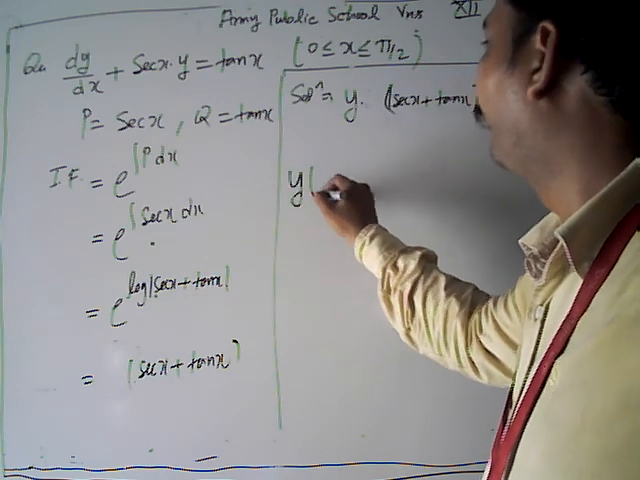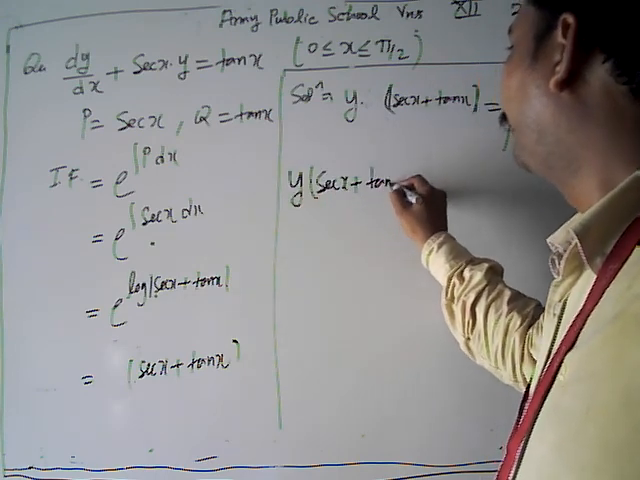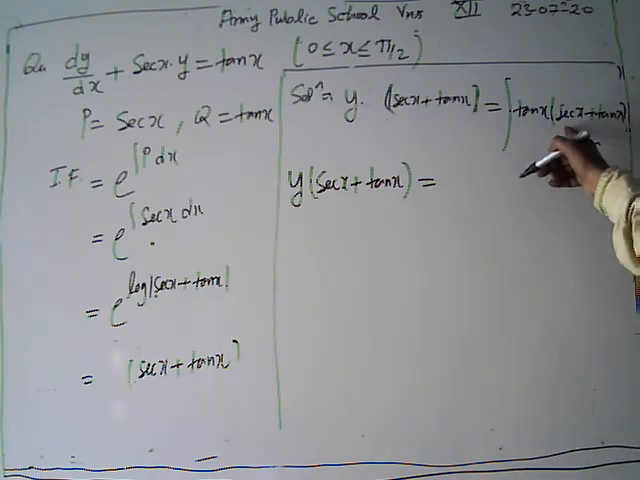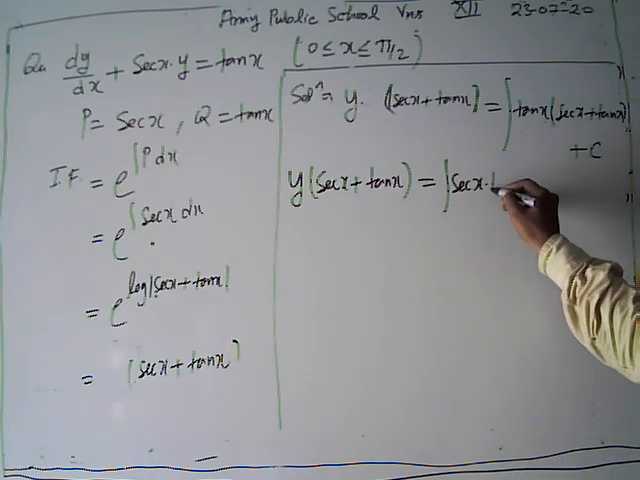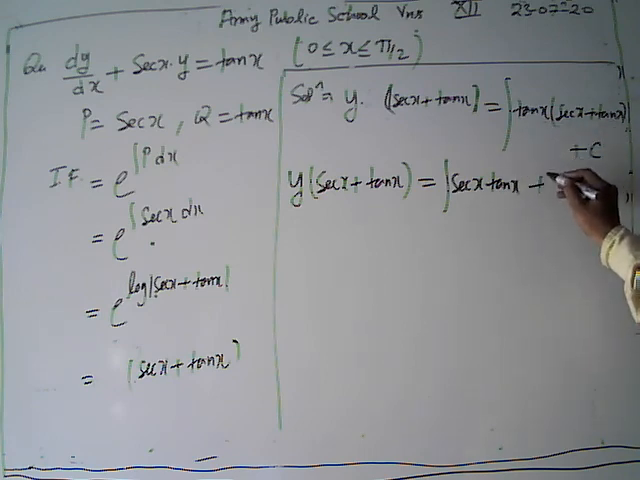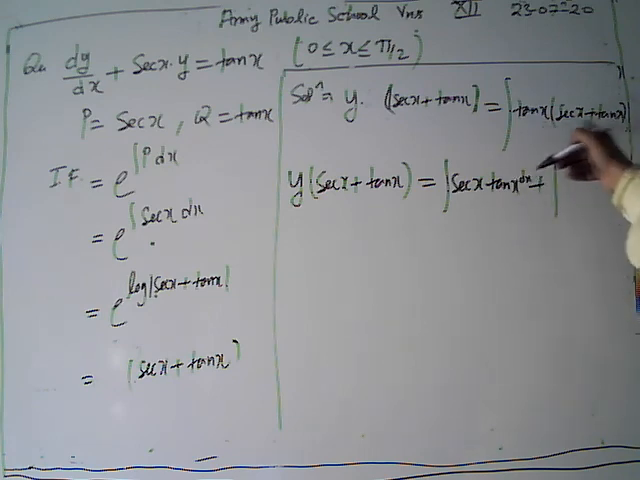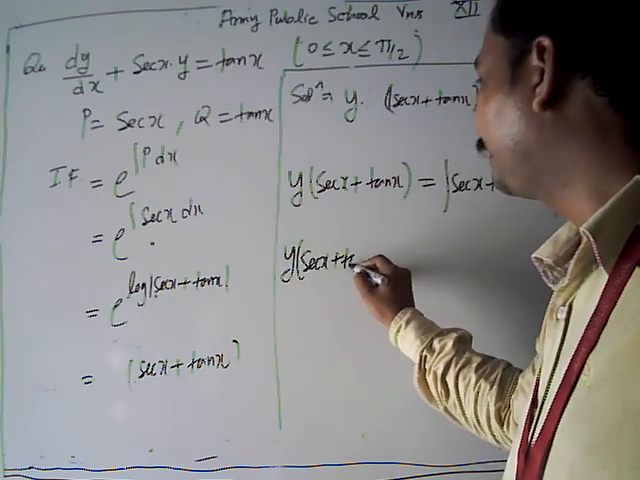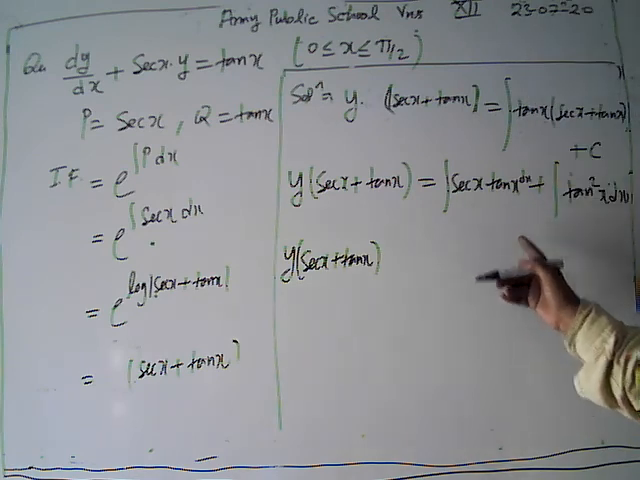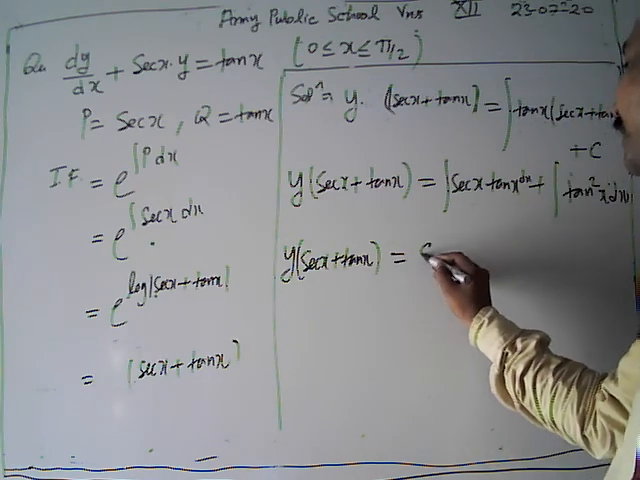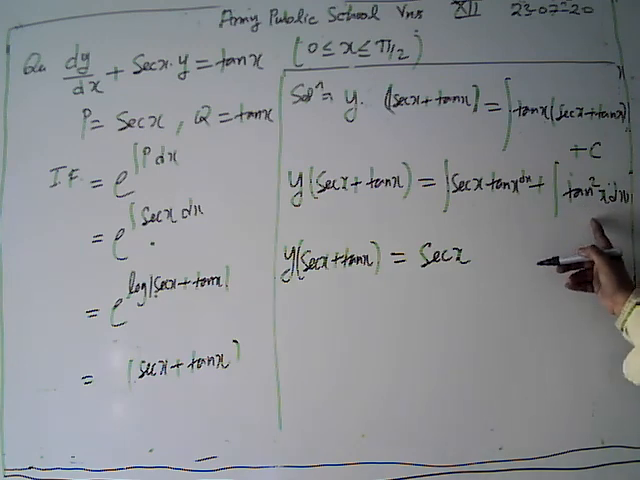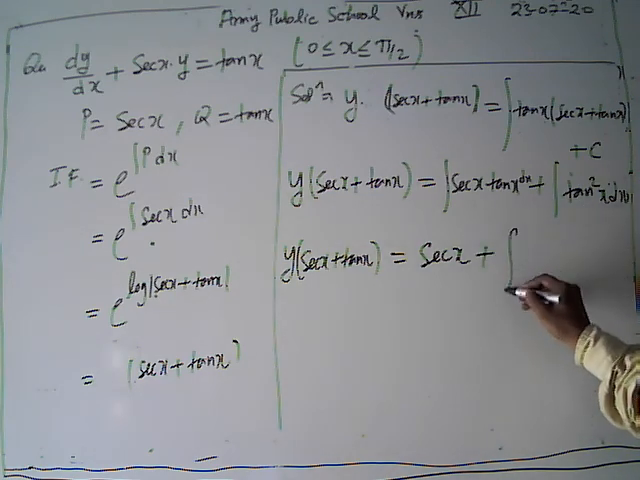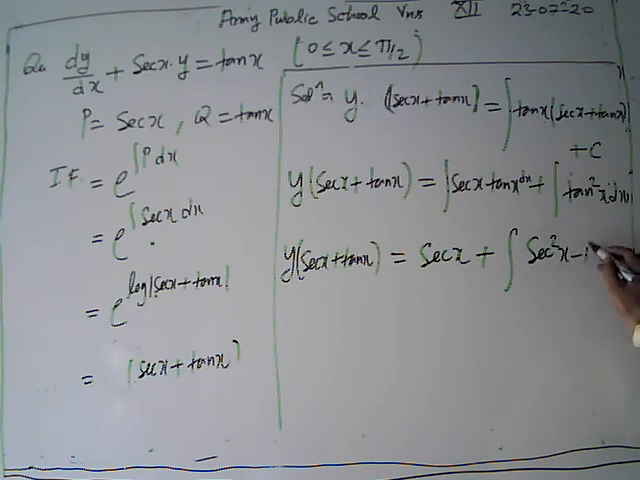Then here we have y into sec x plus tan x. Now it's the integration of sec x into tan x, plus here dx, the integration of tan x into tan x, tan square x dx. What is the integration of sec x into tan x dx? Yes, we get sec x. But we do not have the integration of tan square x directly. We have to change it by sec square x minus 1 dx plus c.